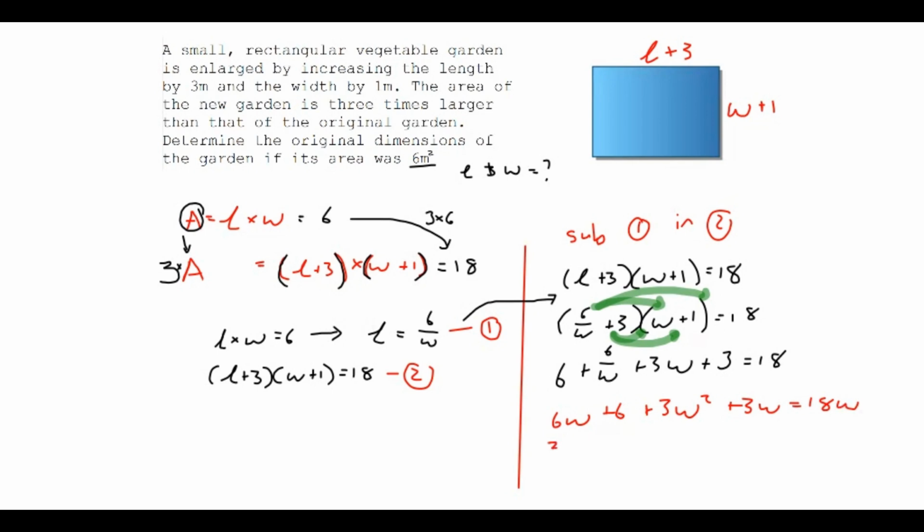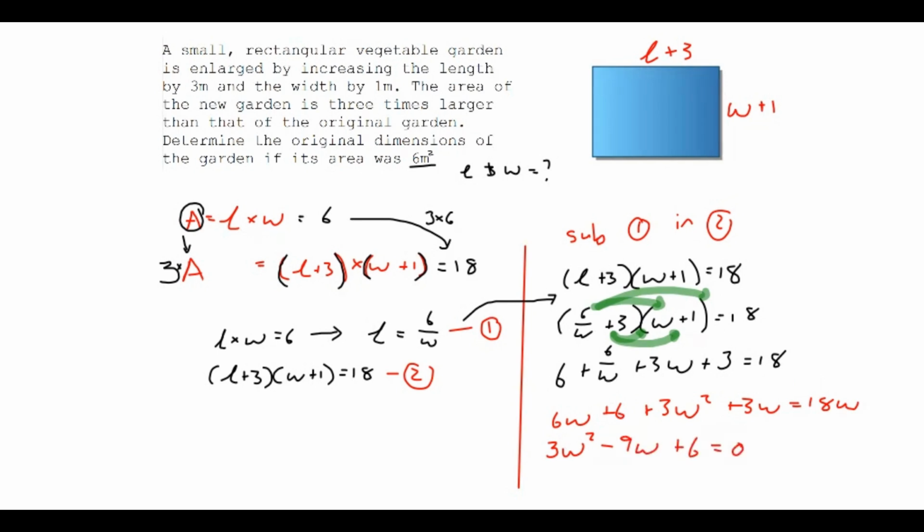We get 3w squared plus, okay, so we're going to have 9w. So what would happen is we'd add the 6 plus the 3, gives us 9, and we bring this 18 over, gives us minus 18. 9 minus 18 becomes negative 9. So that's not a plus. Should be minus 9w plus 6 equals 0.